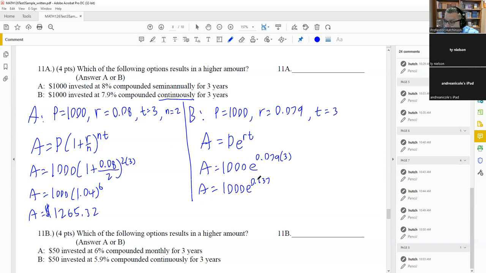If you multiply 3 times 0.079. This one, if you put it in your calculator, you need to use the e to the x key that's above the LN button on your calculator. That's the one you want to use there. If you do that, you get $1267.44, which means that option B results in a higher amount. So it says which results in a higher amount. That would be choice B, gives you slightly more. So even though we have a lower interest rate, it actually gave us a higher amount because it was compounded continuously.